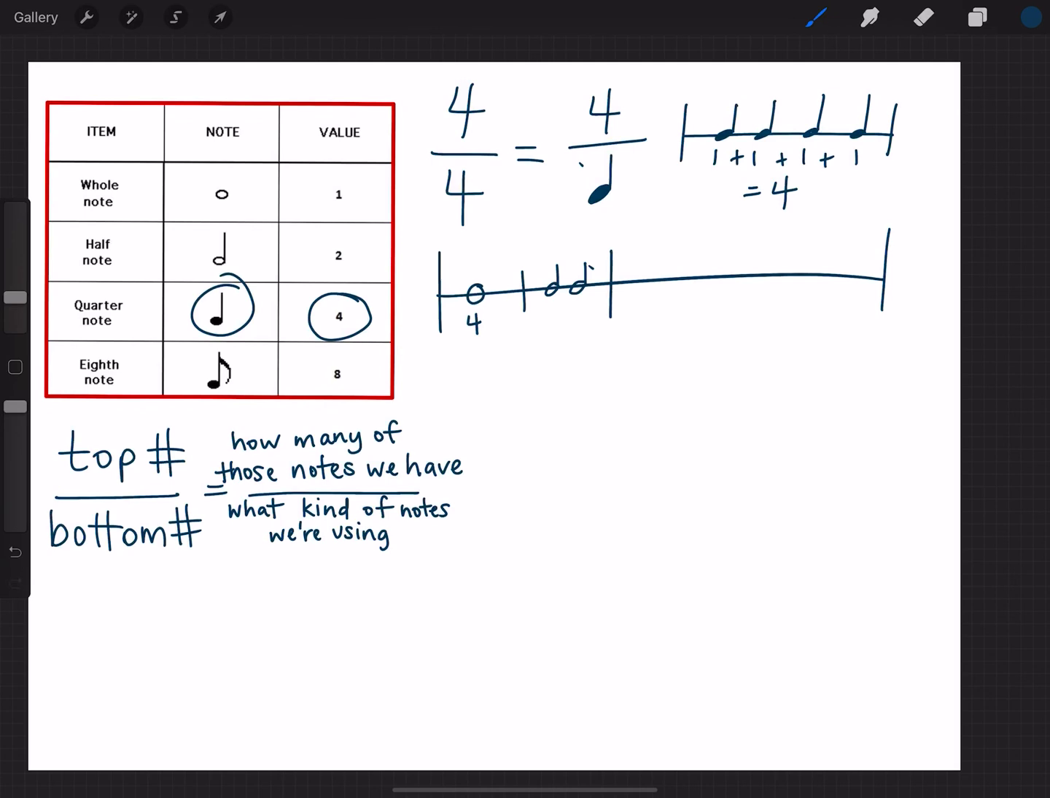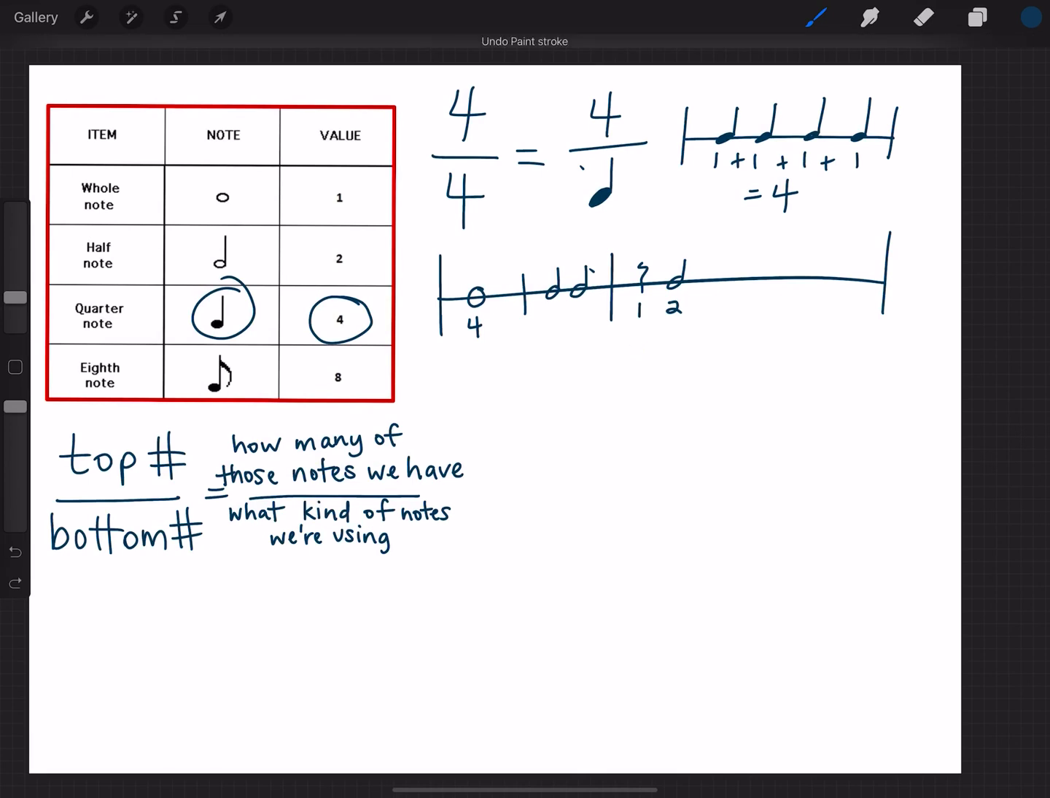Now, what if I did a quarter rest and a half note? Okay? A quarter rest is worth 1 beat, and a half note is worth 2 beats, and that equals 3. Now, that is less than 4, right? So that does not work, okay? So we need to go and add something else to it. So how many beats do we need to add? Well, 3 plus 1 is 4. So we need to add 1 more beat to this, okay?